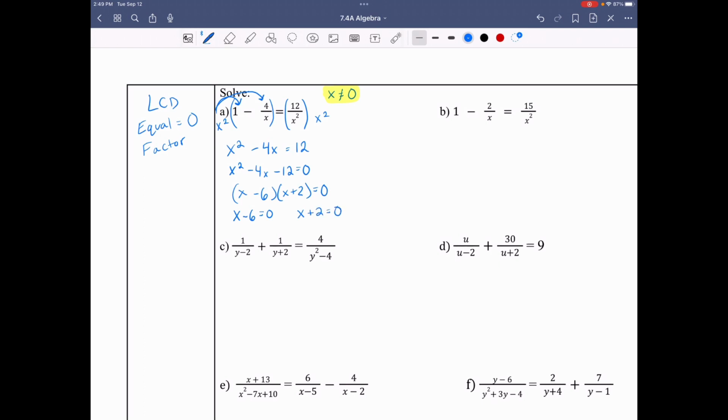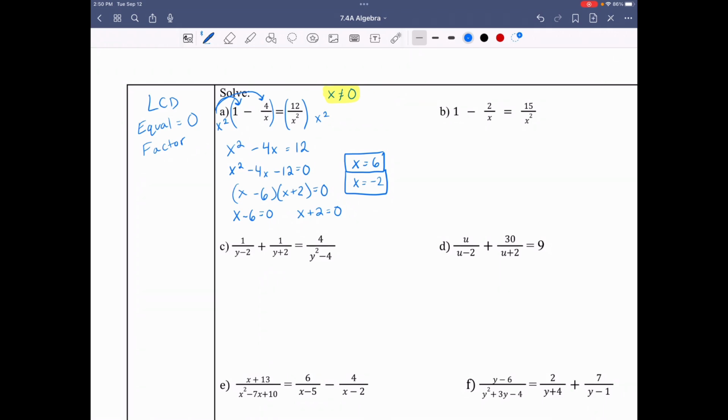So the opposites of those would be our solutions. X equals 6, and x equals -2. Those are our solutions, and we do not have any extraneous solutions. I'm going to pause the video, and I want you to work out B.